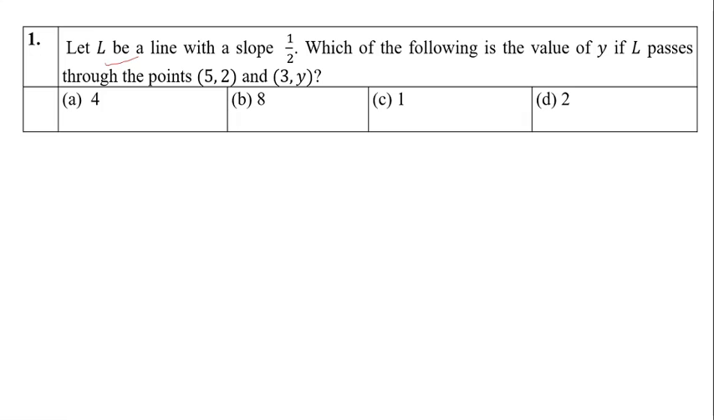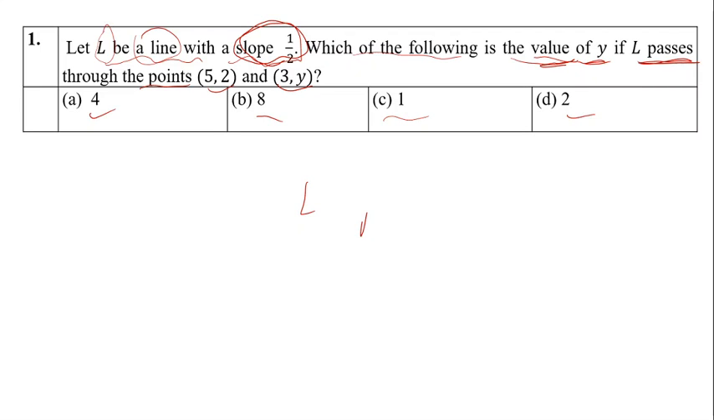Okay, let's read the question. L is a line with a slope 1 over 2. And which of the following, so it means which of them is the value, qiymat, of y if L passes through the points (5, 2) and (3, y).